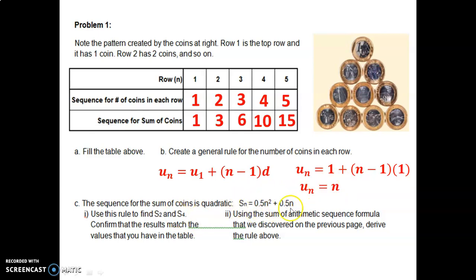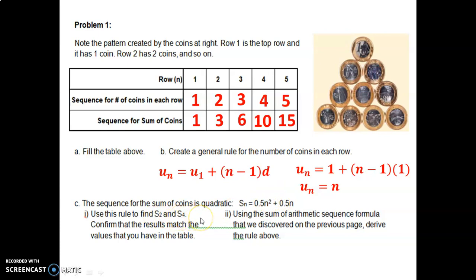It tells us that a rule for the sum of the coins is this. And we know again that this is an arithmetic sequence. So the sum should be the sum of an arithmetic sequence, right? But it tells us that there's also this formula for it. And this formula is actually quadratic. So let's see what happens with this. Let's use this rule that I gave you here to find S sub 2 and S sub 4.